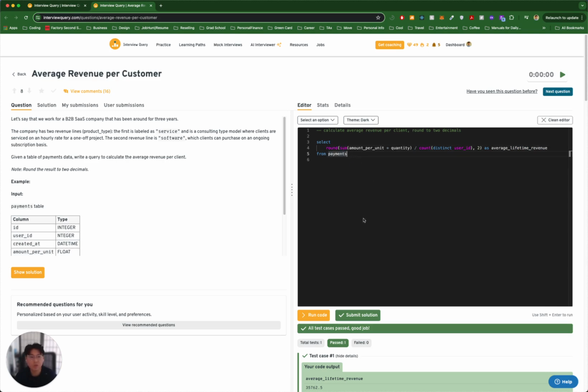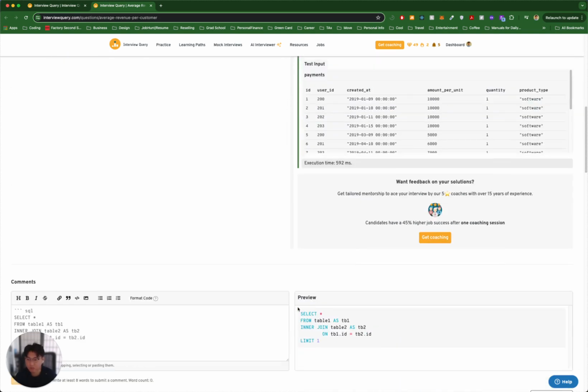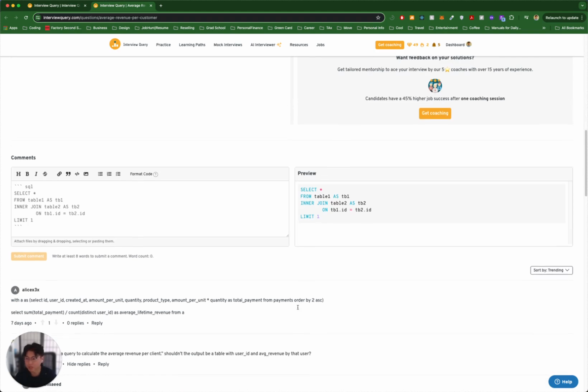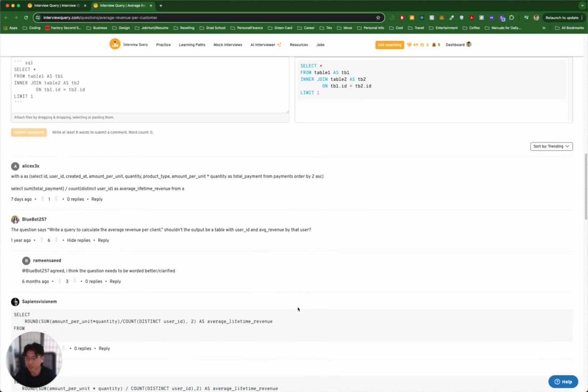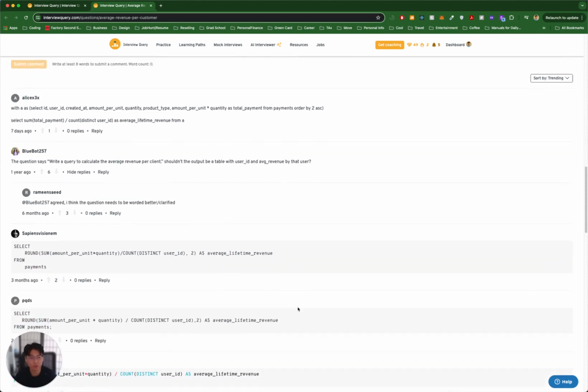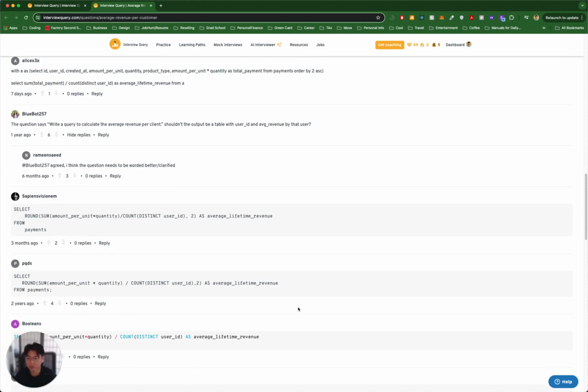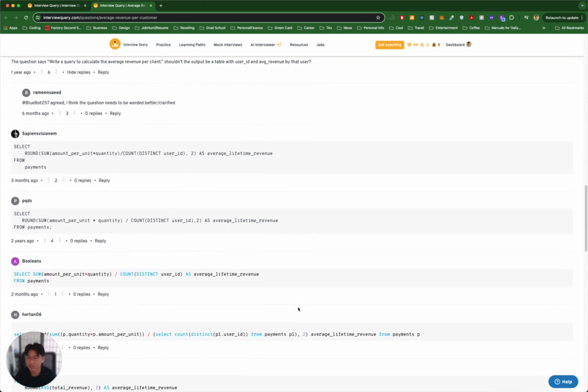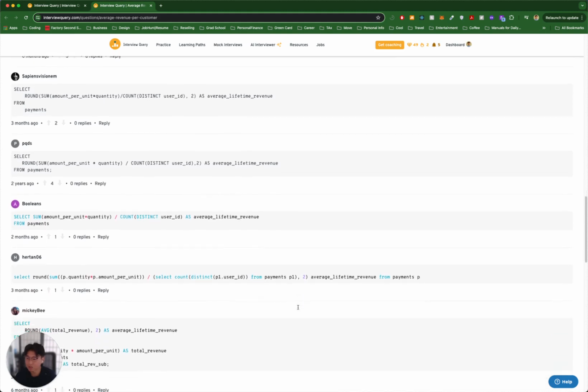When you're doing these questions, feel free to go to the solution portion or even the comments. I found the comment section super helpful because they have different ways of solving it, and it's a great crowdsourced resource if you just want to get better at writing different types of queries and whatnot.